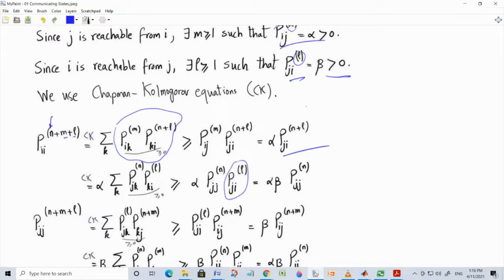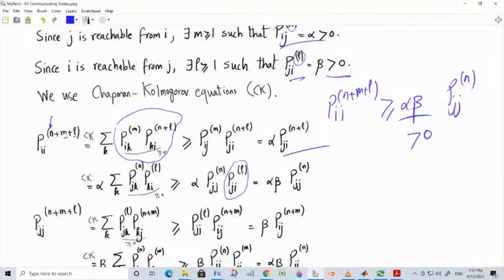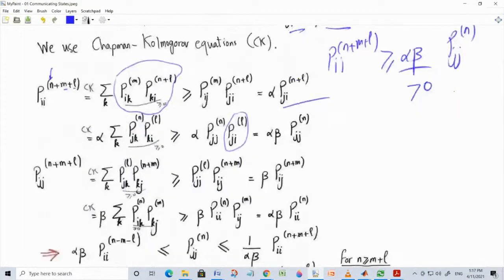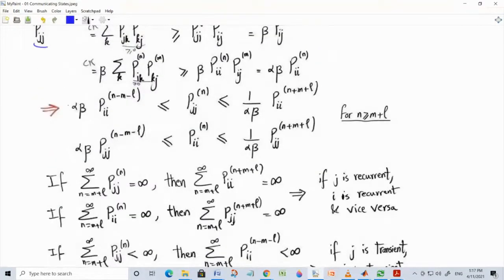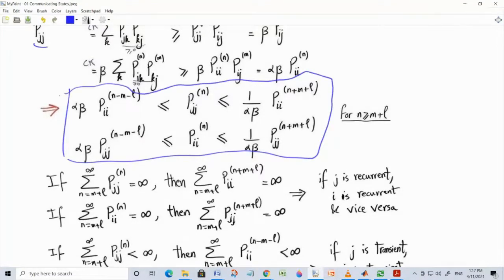So the moral of the story is that P_ii(n+m+l) is greater than or equal to alpha beta, which is strictly positive, times P_jj(n). The idea is that something related to going from i to i is related to something going from j to j. And of course, you can start with P_jj and relate it to i. As we have seen last time, you can have those bounds. Each probability is bounding the other.